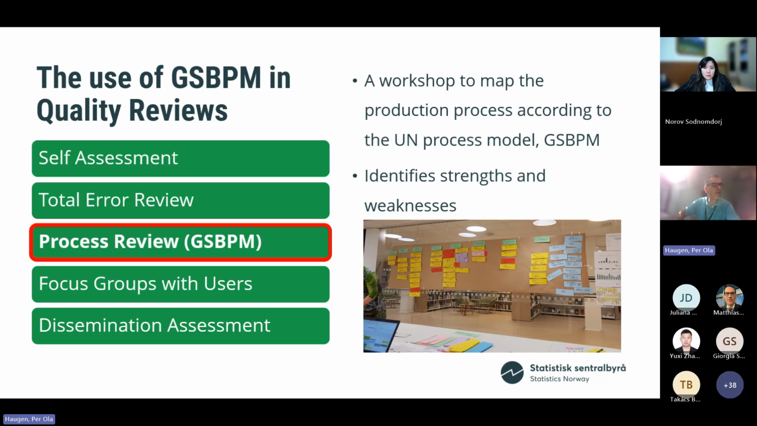So I'll now talk about how we use this model in the quality work in Statistics Norway. I will especially highlight the use of GSBPM in quality reviews. We do a few in-depth quality reviews each year, both in Statistics Norway and among other producers of official statistics. In such reviews, we have five main activities, and one of these is a process review based on GSBPM. It's a half-day physical workshop where we map the production process for this single reviewed statistic according to the GSBPM model.